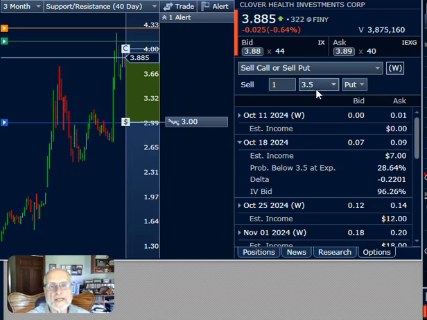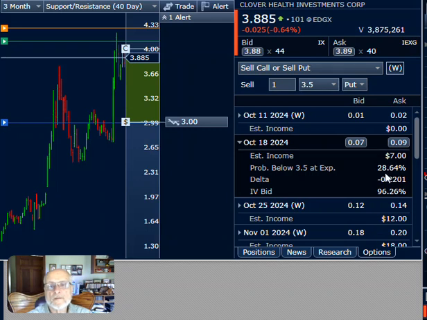So because it's a cash covered put, I need to have $350 set aside so that I can cover this put in the event that the shares drop to that price. I can then notice that the probability of the shares dropping below $3.50 on October 18th is about 29%. So that's a reasonable risk.